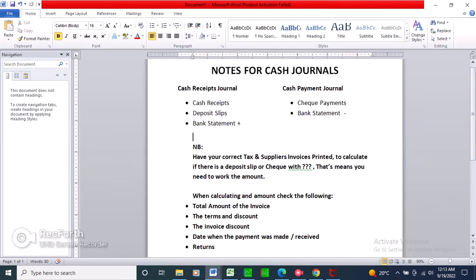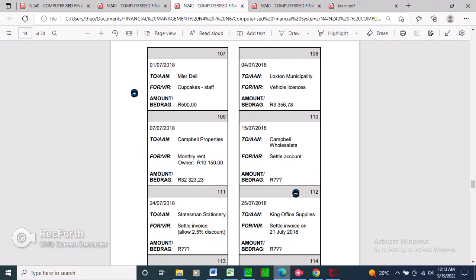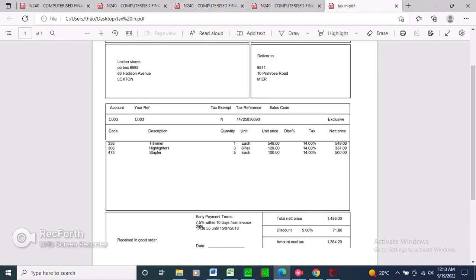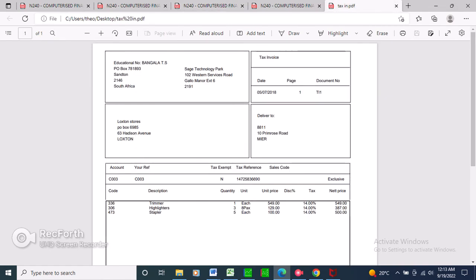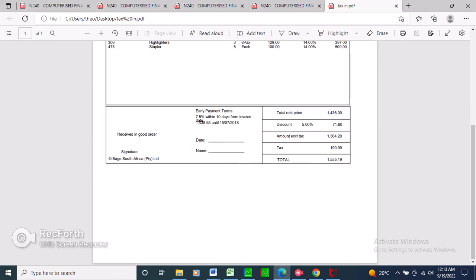So this is your total amount, guys. Make sure that it is the correct one, because if your amount is wrong, even your CRJ or CPJ will be incorrect just because of this amount. You need to have the total amount of the invoice. One, we do have it.